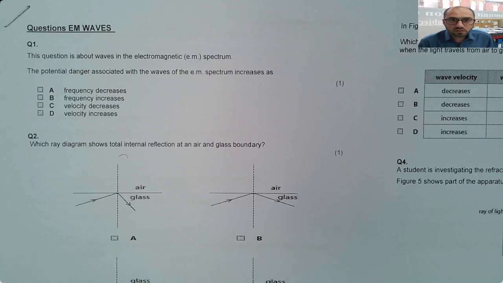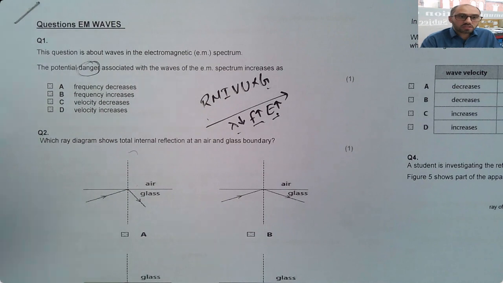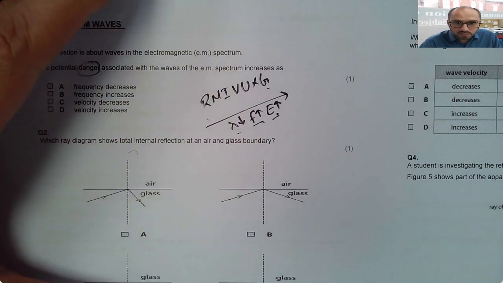In this video, we will discuss some of the exam questions on the topic called light and electromagnetic spectrum. This question is associated to the potential dangers of electromagnetic waves.